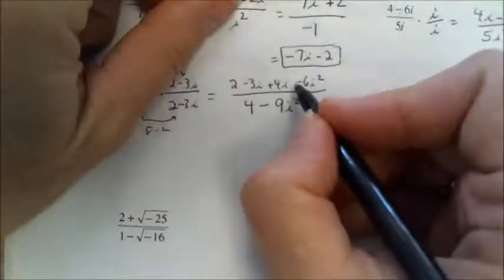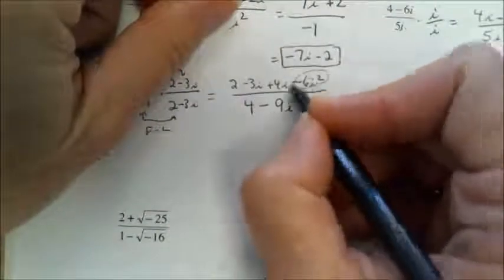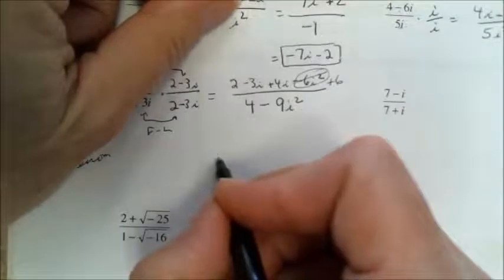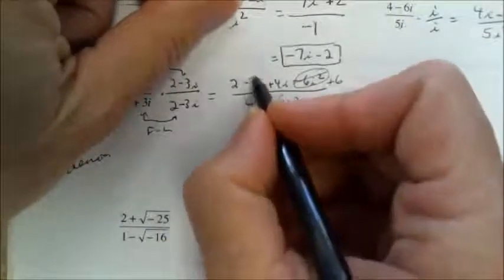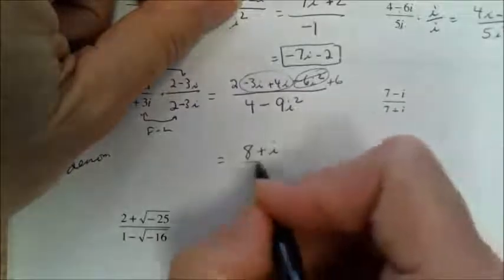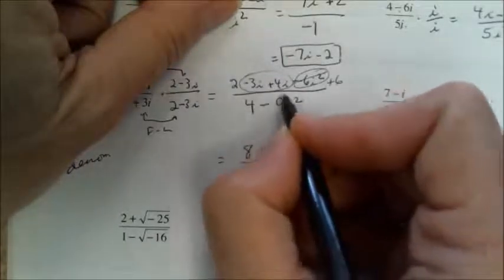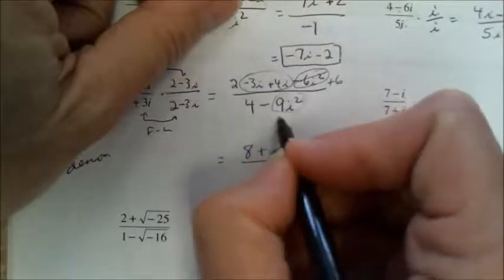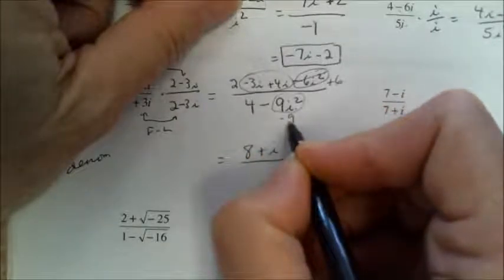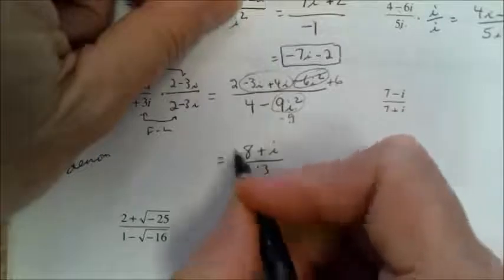So now we have a negative 6 times a negative 1, which becomes a positive 6. 2 plus 6 is 8. Negative 3i plus 4i is positive 1i. And on the bottom, 4 minus a negative 9. Remember, 9i squared is negative 9. 4 minus a negative 9 is 4 plus 9, which is 13.